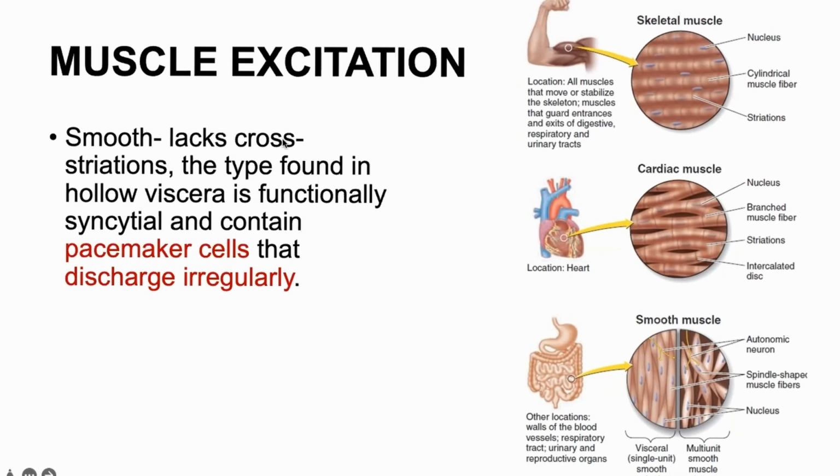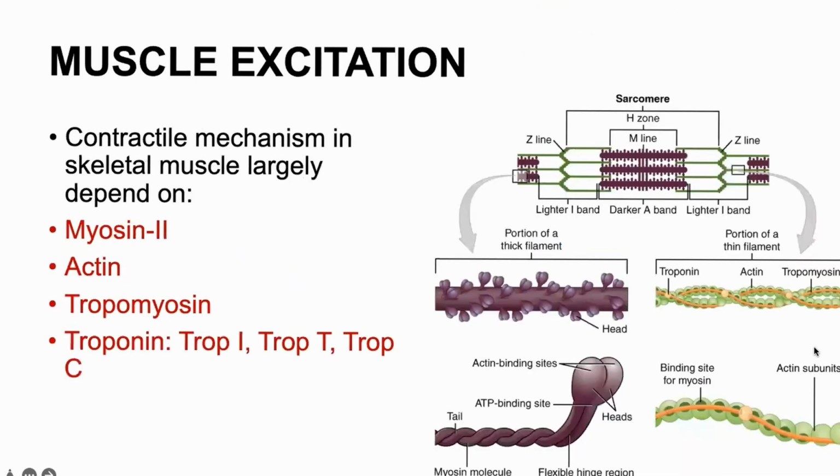Smooth muscle lacks striation, as you already know, and is found in the hollow viscera. It also has pacemaker cells, but they discharge irregularly, not like the cardiac muscle. The contractile mechanism in skeletal muscle largely depends on myosin 2. Remember, the myosin has 2 heads.